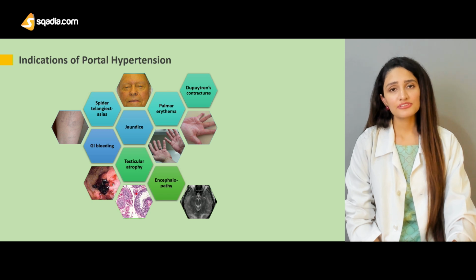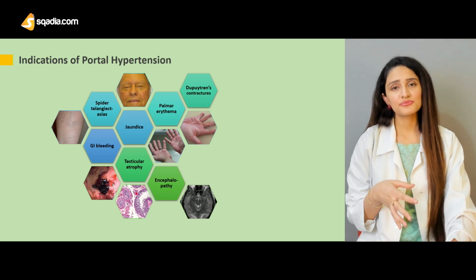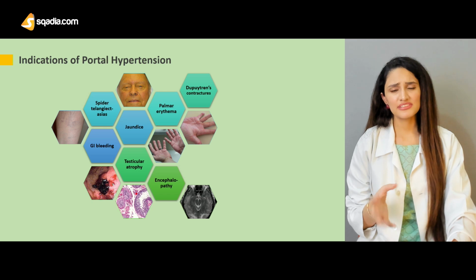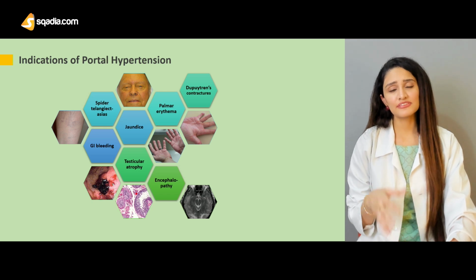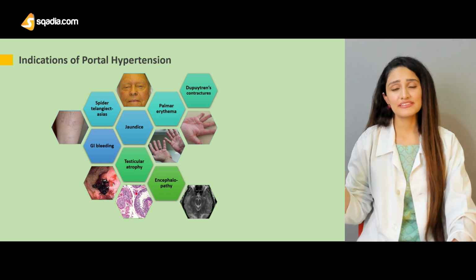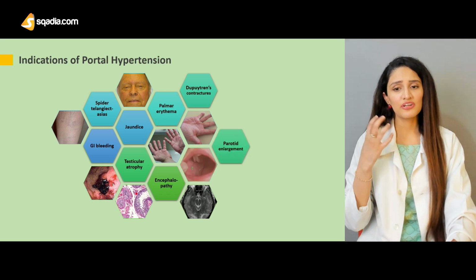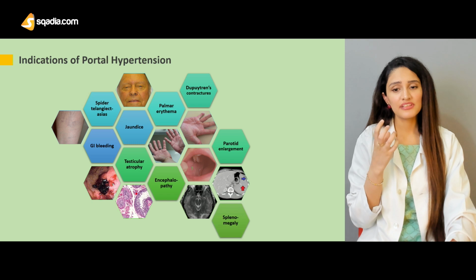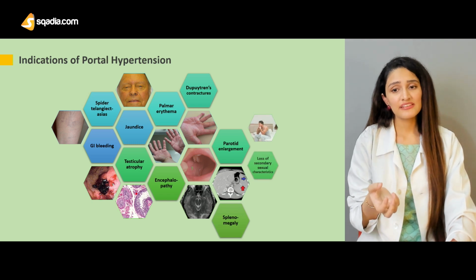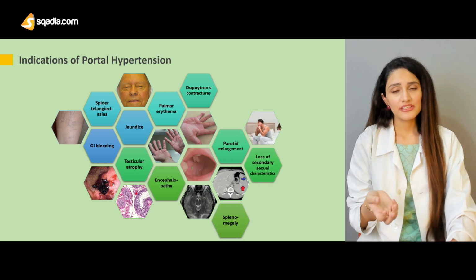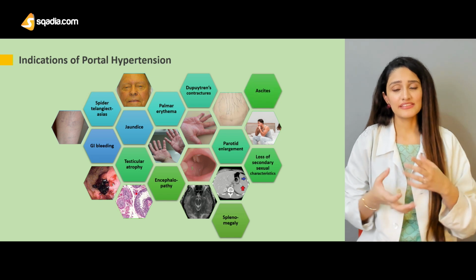Dupuytren's contracture is also noticed among patients with portal hypertension, but it's slightly rare, and it usually happens in a very severe case of portal hypertension. We've got the parotid enlargement, splenomegaly, loss of secondary sexual characteristics, and lastly, ascites.